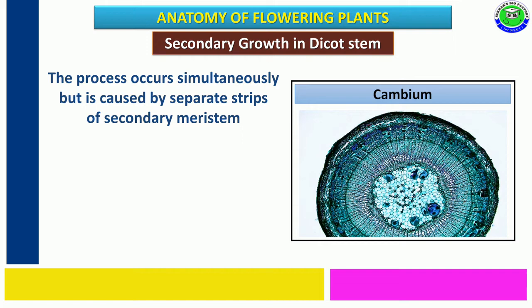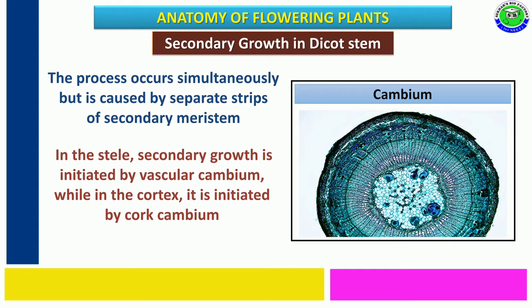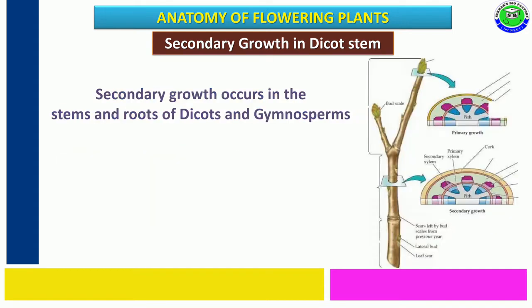The main processes of secondary growth occur simultaneously, but are caused by a separate strip of specialized secondary meristematic tissue called cambium. It is present in between xylem and phloem of vascular bundles. In the stele, secondary growth is initiated by vascular cambium. Along with that, in the cortex, secondary growth is initiated by cork cambium. Secondary growth generally occurs in stem and root of dicots and gymnosperms, but not all plants perform this type of secondary growth.